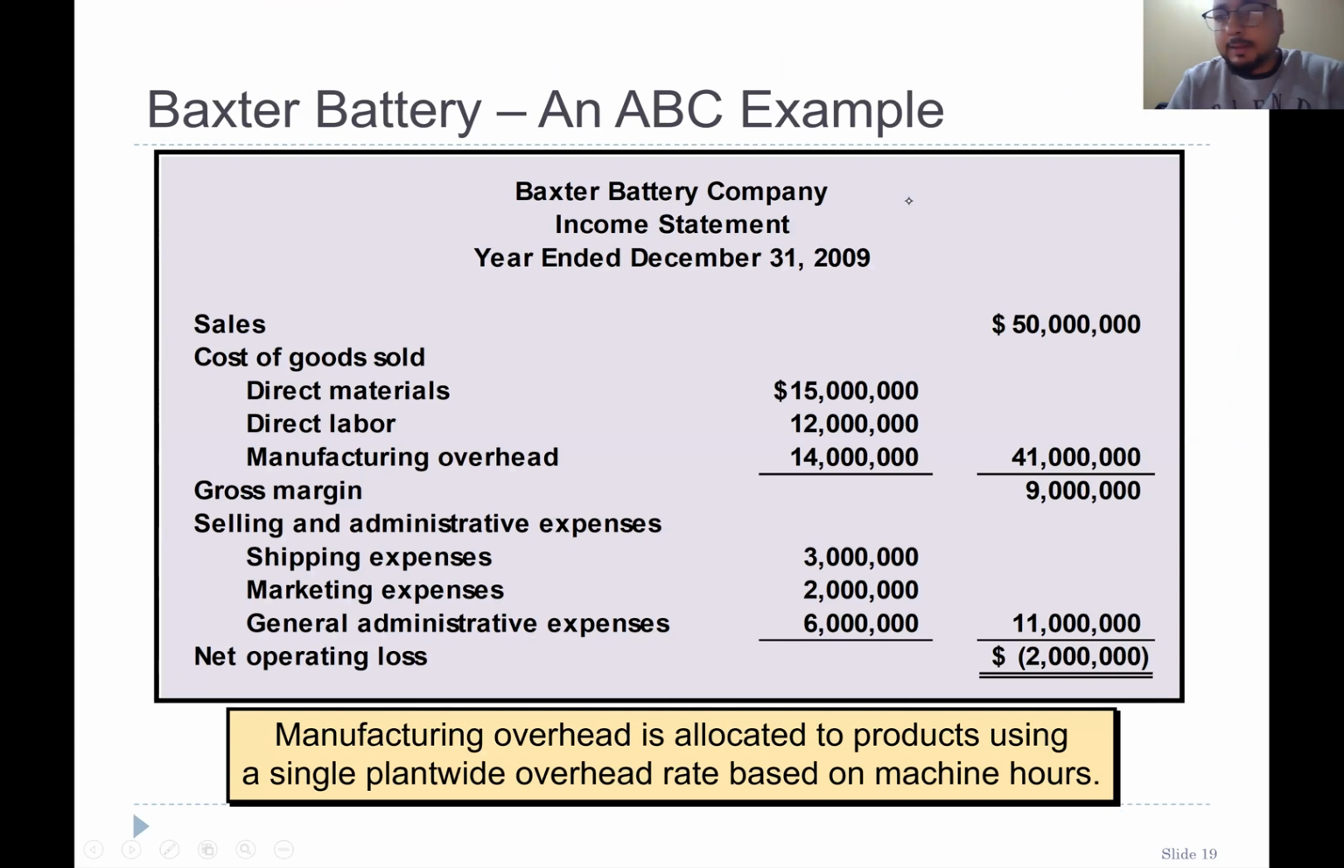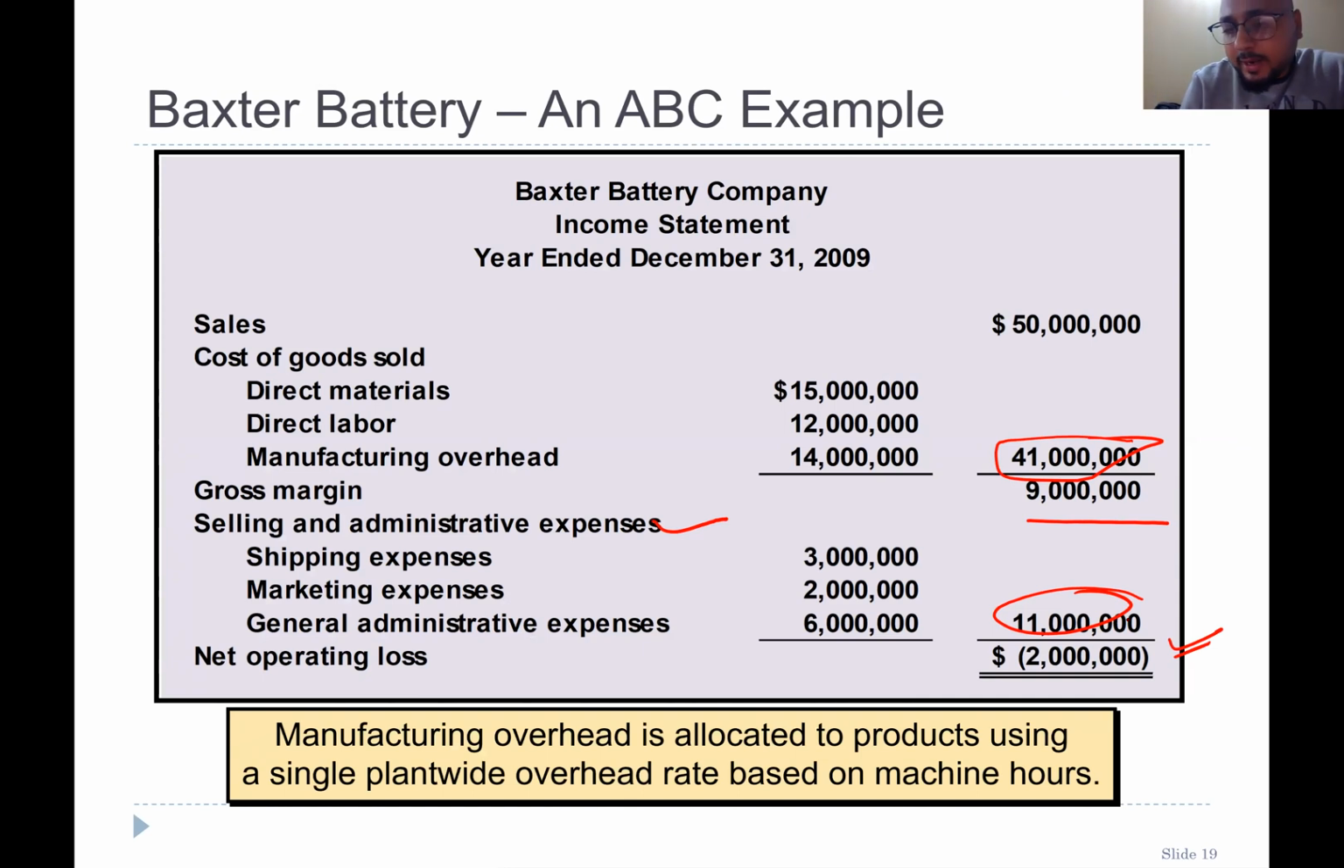In order to understand ABC, we will be following the Baxter Battery example. Right now we are analyzing its income statement. In the Baxter Battery Company income statement, we see that sales are 50 million, gross margin is 9 million, cost of goods sold is 41 million, and their selling and admin expenses are 11 million, and they are having a 2 million loss, right?